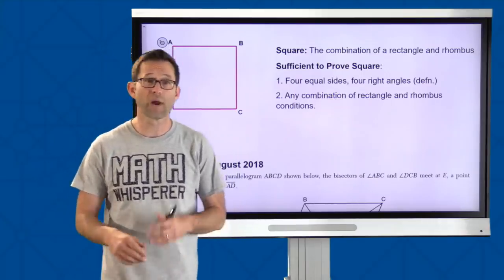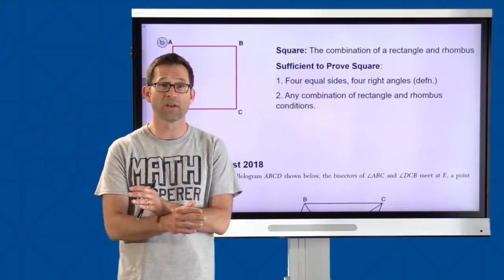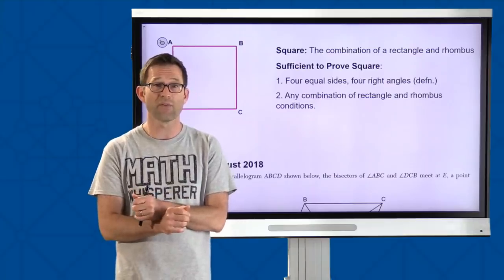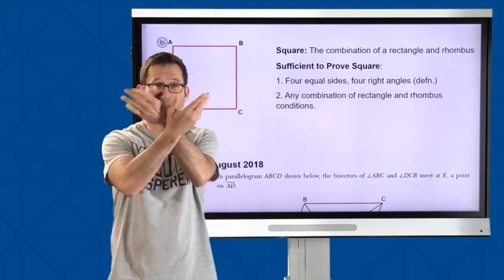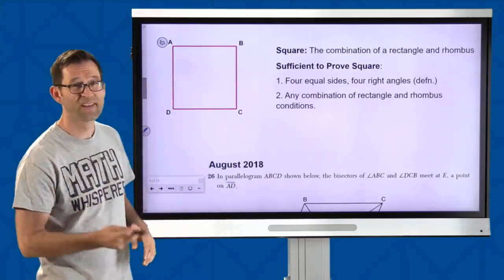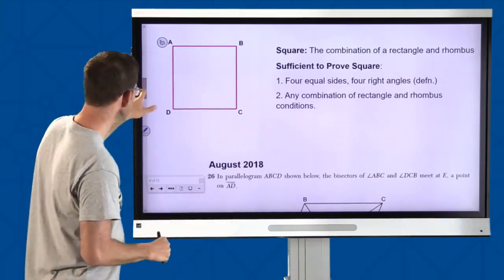So if I know it's a parallelogram with diagonals that are perpendicular, then it's a rhombus, and if they're the same length, it's a rectangle, and if they're both, it's a square. Doesn't that make sense? Okay, let's get into some problems.